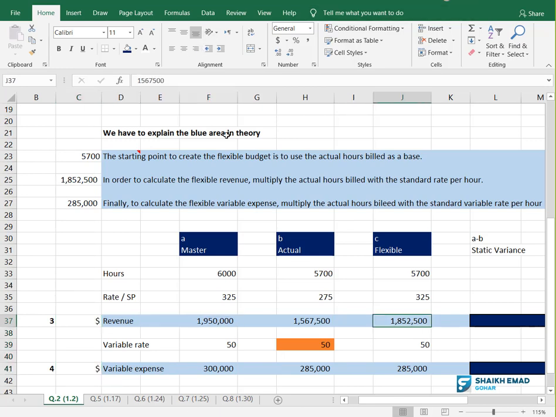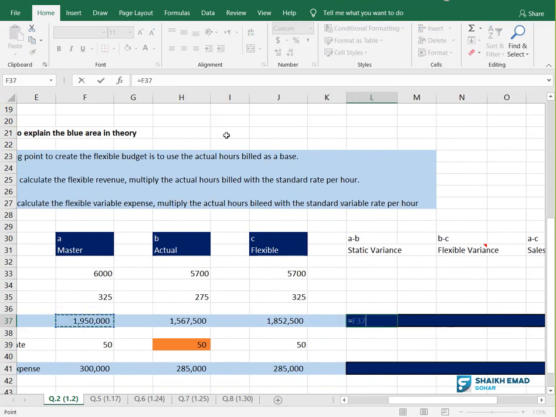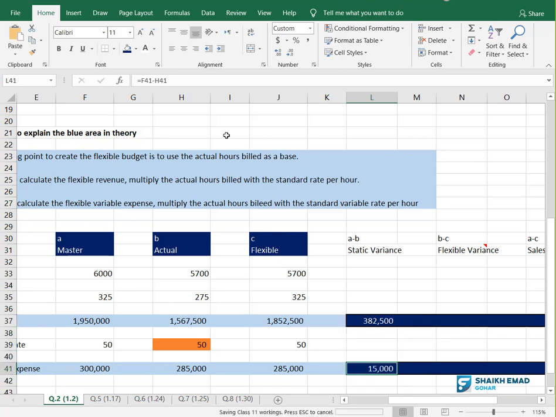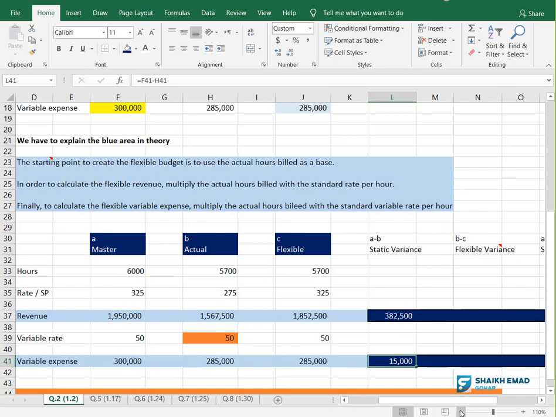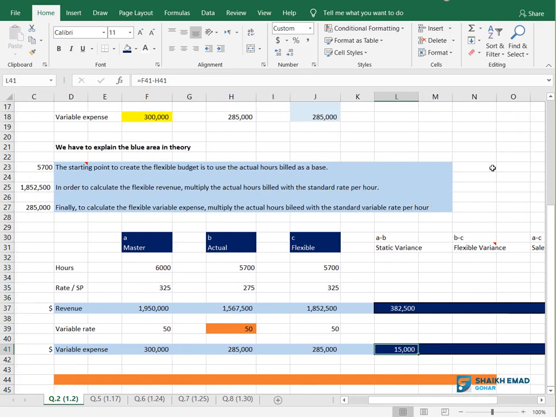Okay, let us see what is the figure here. Static variance, revenue, this minus this, right? So we got to know that the static revenue variance is 382,500, and we also got to know that the static variable variance is 15,000. I hope you can see this clear. Is it clear, everyone? Or shall I zoom in?